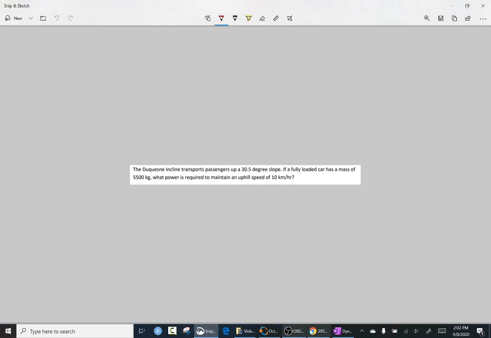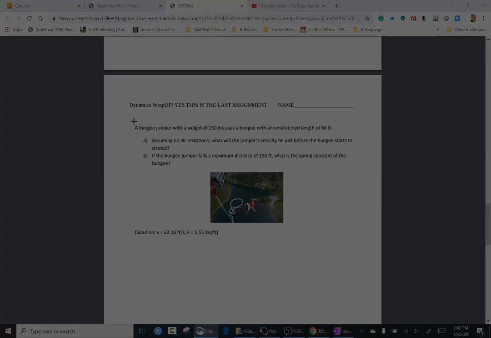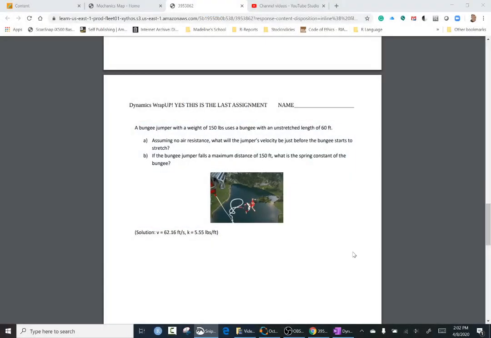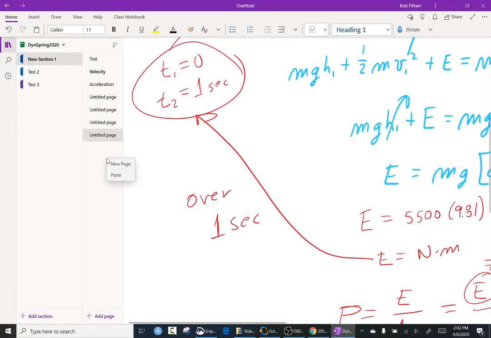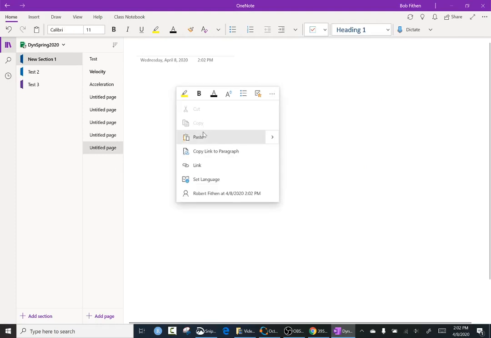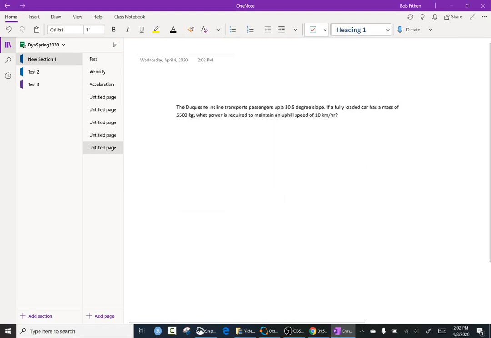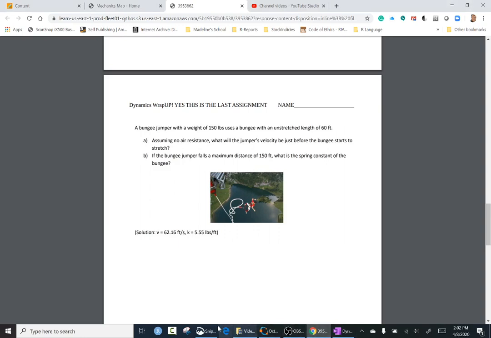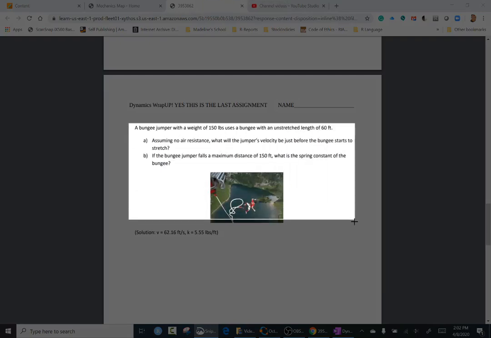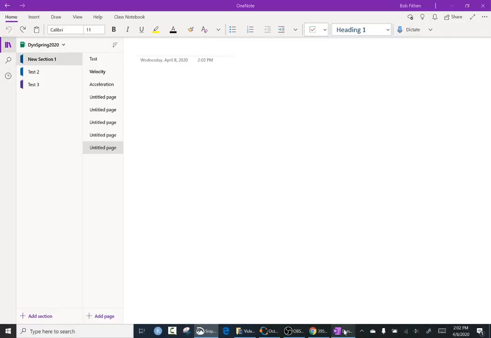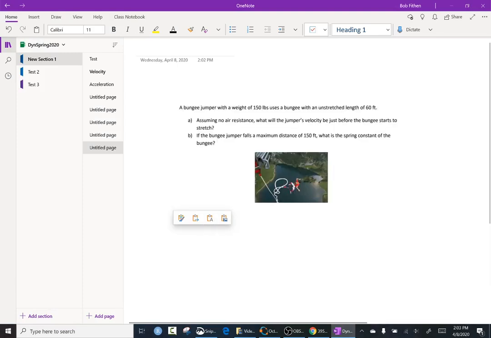Okay, so let me snip the whole problem. Come back over here, new page, paste. Nope, nope, nope. That's weird. Try to get it again. There we go.